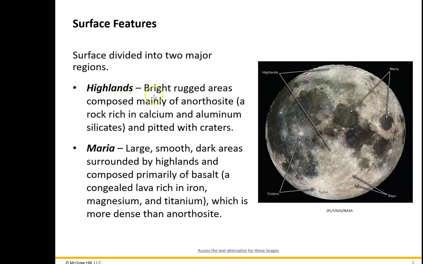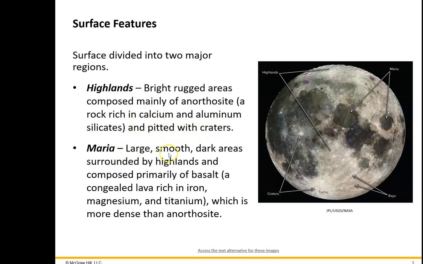All right, let me make sure I get this straight because in the last video I messed up a little bit. So the highlands, the lighter parts of the face of the moon, are made of this anorthosite, right? It's a mineral that has mixtures of calcium, aluminum, and silicates. And as it says here, the highlands have a lot of craters as well.